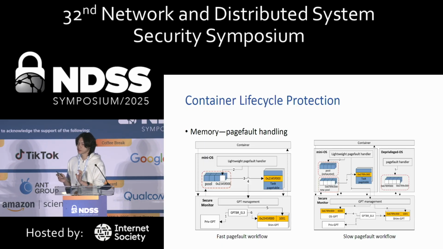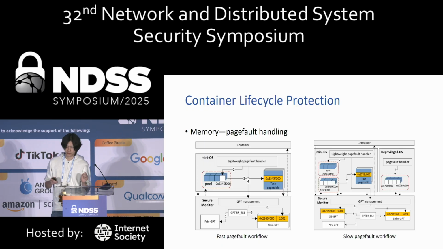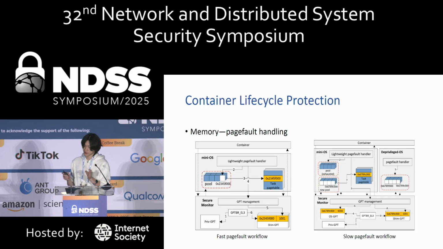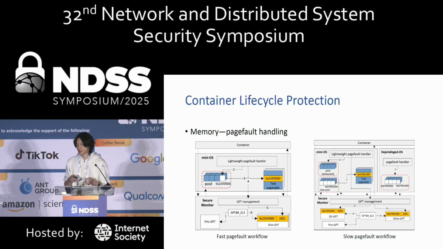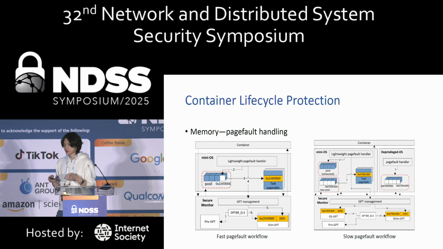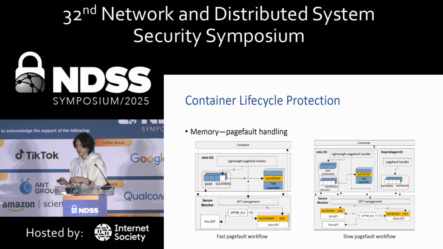Then the memory page fault handling. We have fast and slow page fault workflows to keep things running smoothly. The first one is the fast page fault workflow. Mini OS maintains a secure memory pool, and during the fast workflow, it uses a lightweight page-table handler to allocate memory from the memory pool.